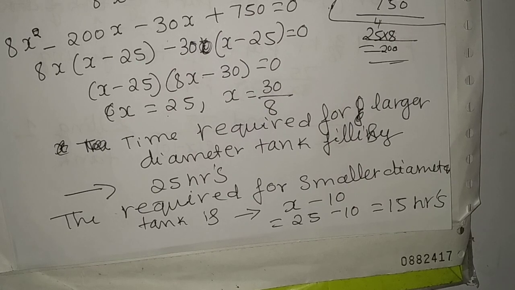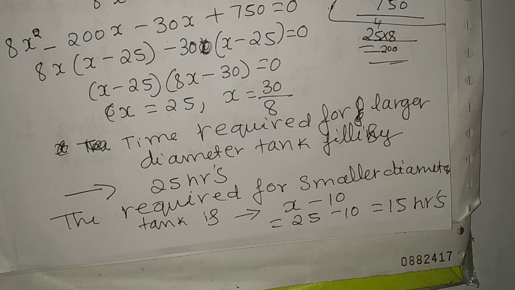So the larger diameter tank with 2 taps takes 25 hours, and the smaller diameter tank takes 15 hours. So this is the solution for the ninth problem.